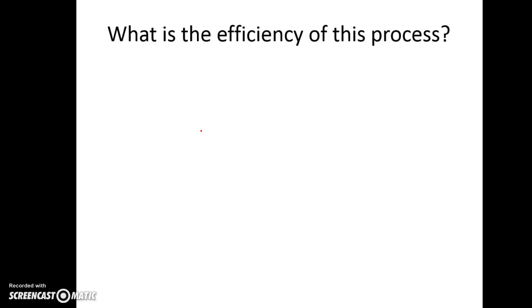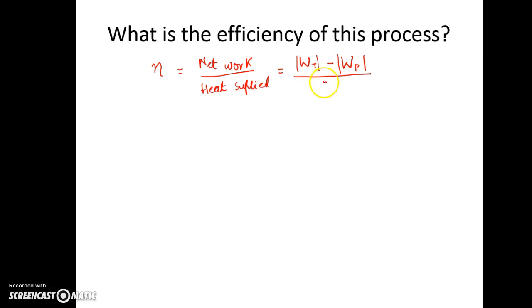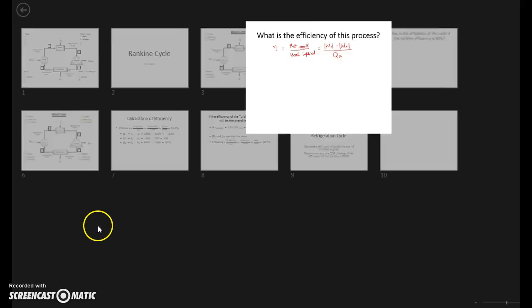So what we want to do is compute the efficiency of this process. Efficiency is equal to net work that's produced by our cycle divided by heat supplied. That's how we define efficiency for a heat engine. Our net work is work that's produced by the turbine minus the work that's consumed by the pump. So that's our net work coming out of the system. Then heat supplied is heat supplied to the boiler. That's QH.